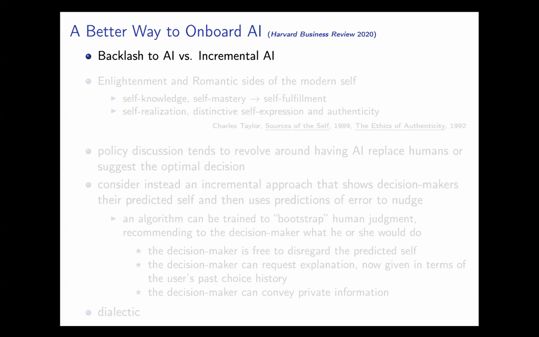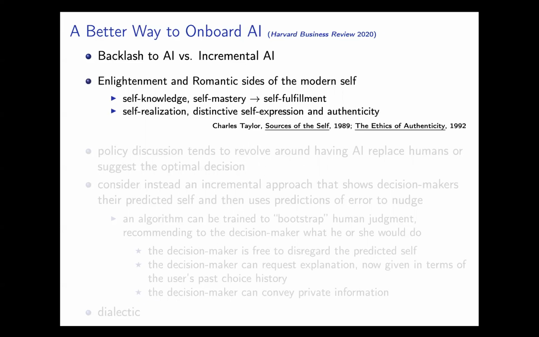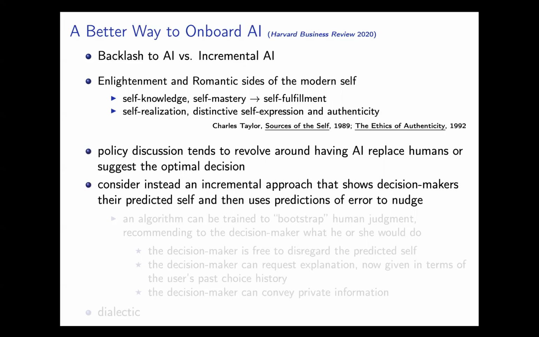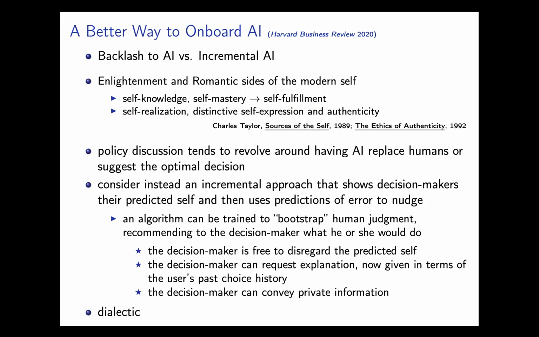So what about an incremental approach, leaning into the ideals of the modern self, Enlightenment ideals of self-knowledge and self-mastery, and romantic ideals of self-realization and self-expression? Policy discussion tends to evolve around AI replacing humans or suggesting the optimal decision, as if from a black box, but consider instead an incremental approach that shows decision makers their predicted self and then uses predictions of errors to nudge. This actually comes from an earlier AI literature on bootstrapping.